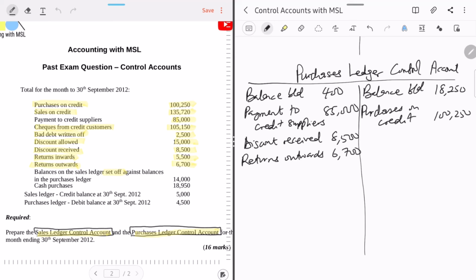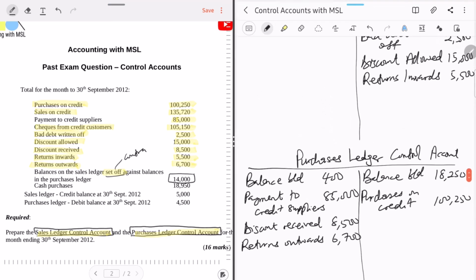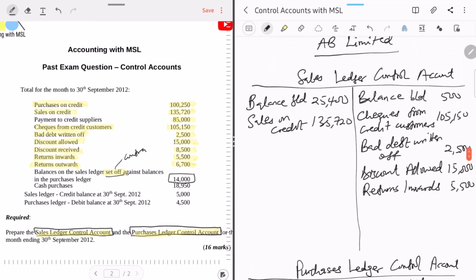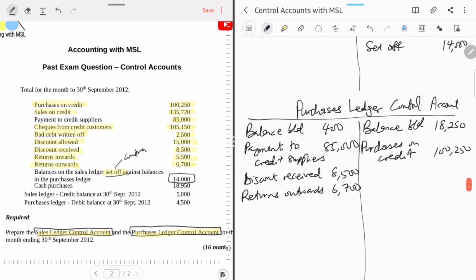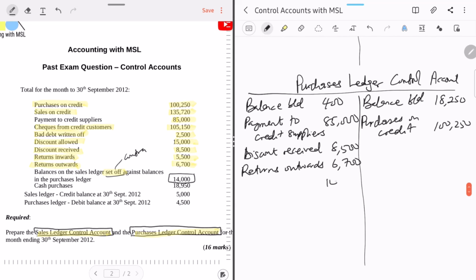So here my set off, which I said can also be known as what? Contra entry, will be what? 14,000. So I put 14,000 here. Sales ledger control account 14,000 comes here. I can just say set off. Then on the purchase ledger control account 14,000 comes here. And I'll say what? Set off. Take note, it's the same as what? Contra, if the examiner decides to use that term.